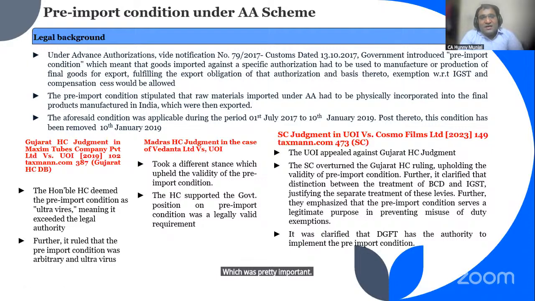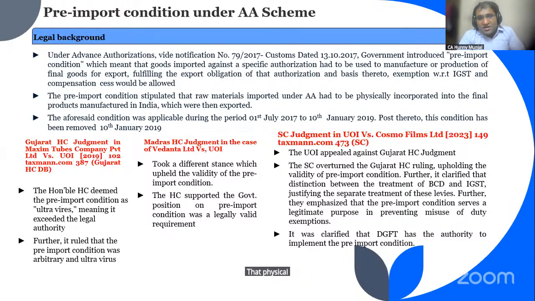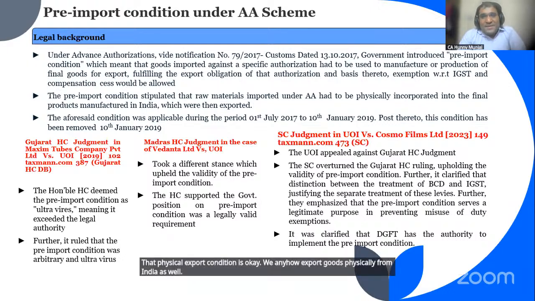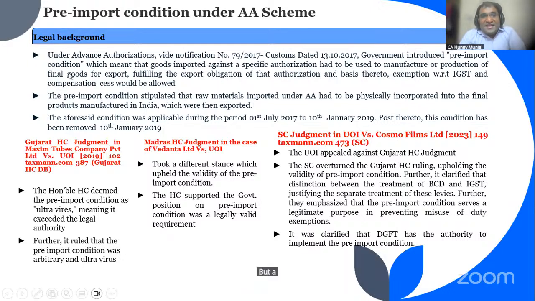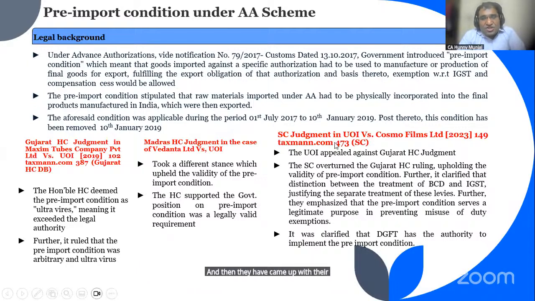Pre-import and physical export of goods from India to outside. That physical export condition is okay. We anyhow export goods physically from India to outside. But a pre-import condition is a very important condition. And this term which they have used has reached out to the Supreme Court as well. And then they have come up with their own clarification.